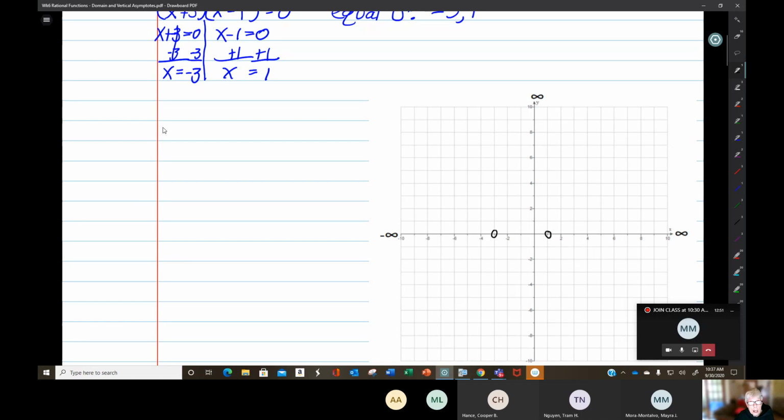And so I'm going to write it two ways because the homework problems today sometimes ask you to put it in interval notation and sometimes ask you to put it in set builder notation. So I'm going to do it in both. Okay, set builder notation is the easiest for this. All x such that x doesn't equal -3 and x doesn't equal +1.